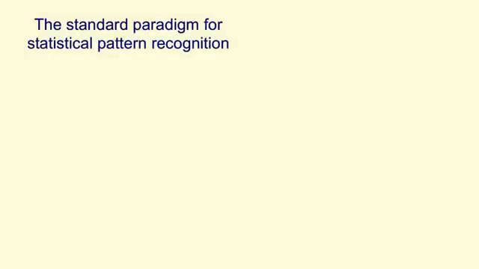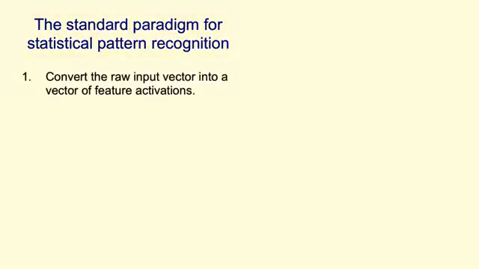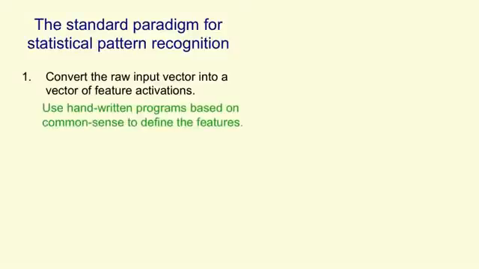In statistical pattern recognition, there's a standard way to recognise patterns. We first take the raw input and we convert it into a set or vector of feature activations. We do this using handwritten programs which are based on common sense. So that part of the system does not learn. We look at the problem, we decide what the good features should be, we try out some features, we see if they work. If they don't work, we try some more features. And eventually we get a set of features that allow us to solve the problem by using a subsequent learning stage.